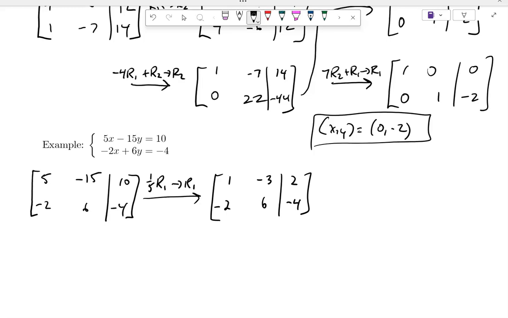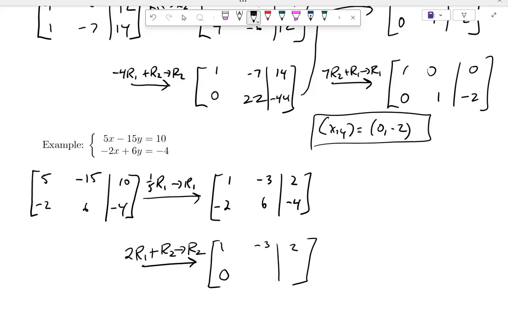Okay. Next step is to get 0 where the -2 is, right? What operation do you need to use to get a 0 there? Multiply row 1 by 2 and add down. Good. Does that change row 1? No. Row 1 stays the same. What do you get in row 2 now? We get a 0 there, right? That's the whole point, to make that a 0.